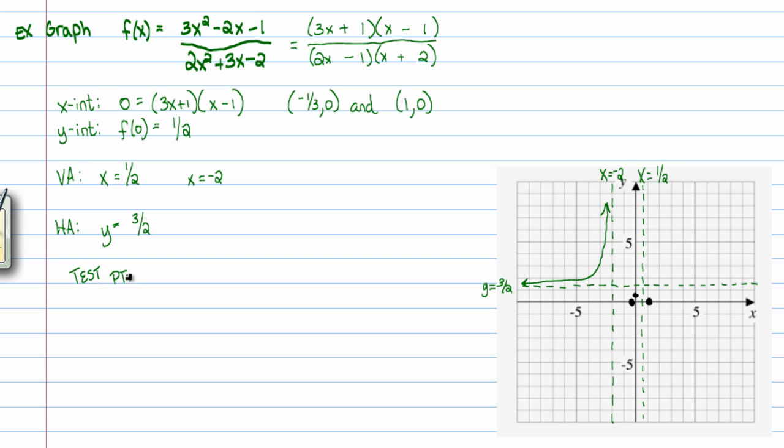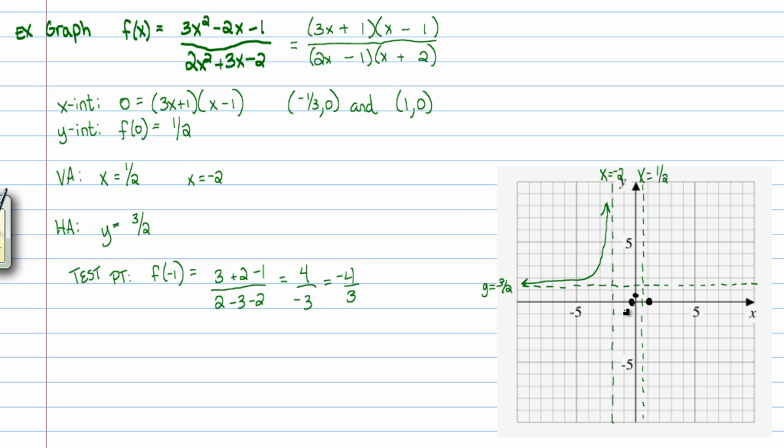And a good test point in that region looks to be x equals negative 1. So I'll plug in a negative 1 into the graph. You can either use the original function or you can use these factored forms. They're both basically just as easy. You'll get 3 plus 2 minus 1 over 2 minus 3 minus 2. So let's see, that's 5, 4 over negative 3, or negative 4/3. Okay.